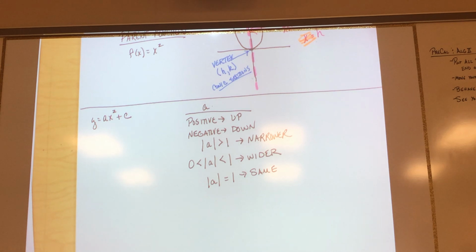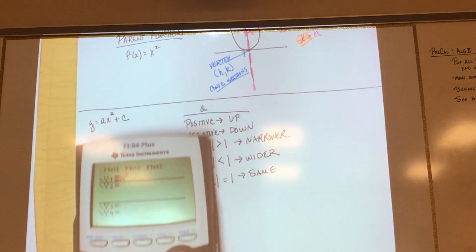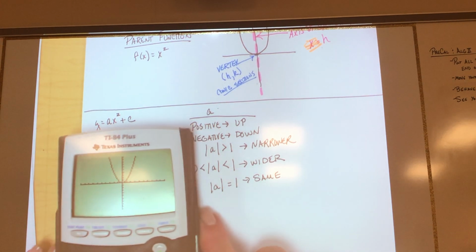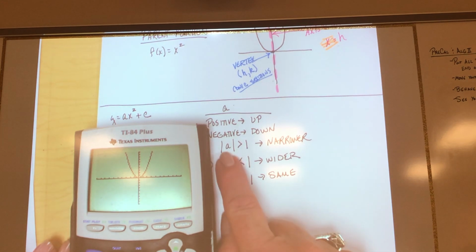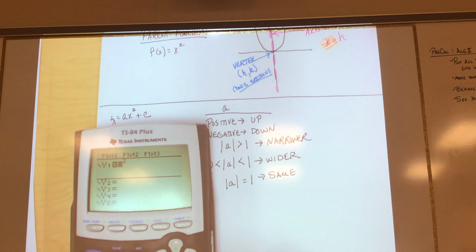So I'm going to get my calculator out. I'm going to delete some stuff on there. All right. So everybody agree? Everybody agree that this is my parent function? Are you with me? Okay. So let's say that we make the absolute value of A greater than 1. He should be narrower. All right. So I'll go down here. Let's make it a 4.